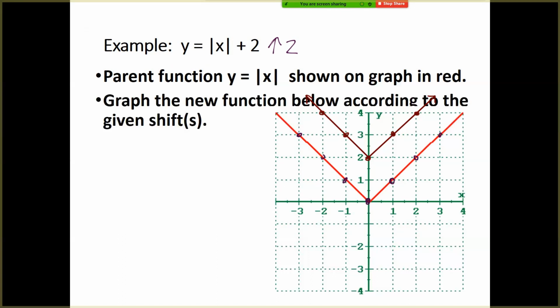Questions on that? There is a question on your test where I'm going to give you a parent function. You're going to have to do the shifts. So here we did a plus 2 at the end, moved it up 2. Questions or concerns? You just take the original points, move them according to the shifts that you were given.